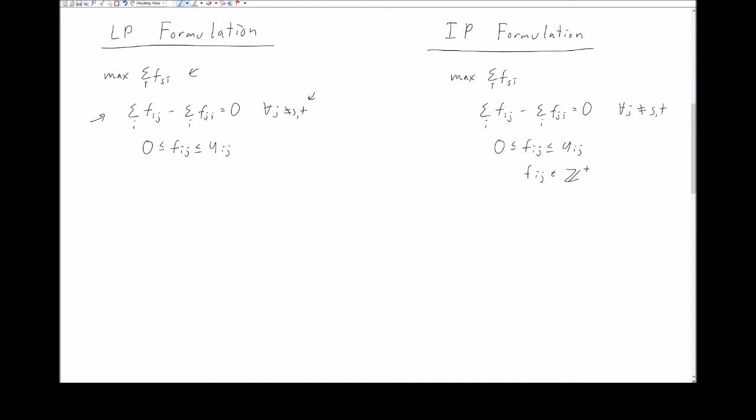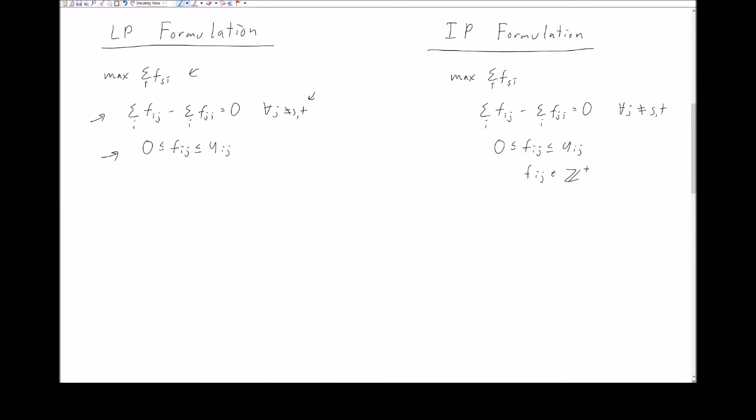That's because if we sum this flow balance constraint over the entire network, we can see that the flow out of S is equal to the flow into T. So we don't write that constraint explicitly. The final constraint tells us that the flow along any arc is at most the upper bound. These constraints together formulate the flow problem as a linear program.